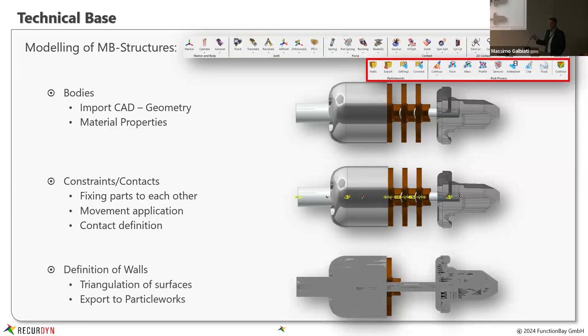So that means all the surfaces which come in contact with the fluid, we have to define before, and they will be triangulated by Recurdyn and exported to Particleworks. And Particleworks is exactly using these surfaces for the contact between the balls and the surface. So this is a rigid body.